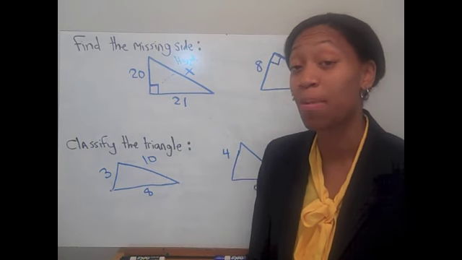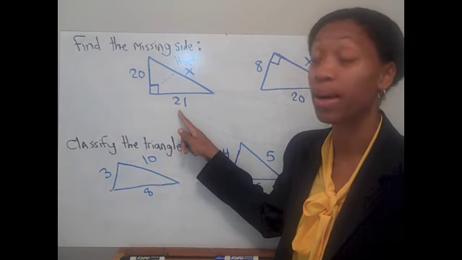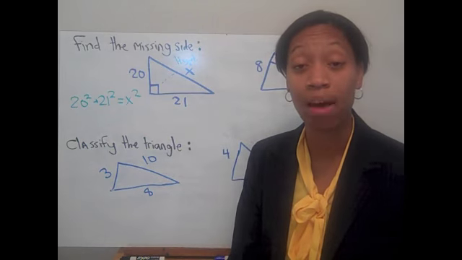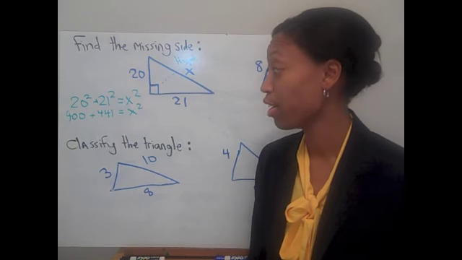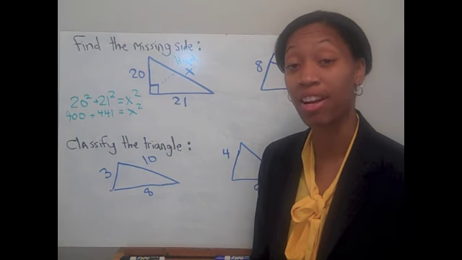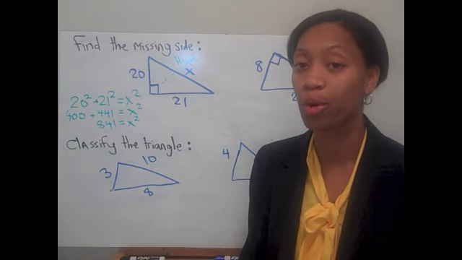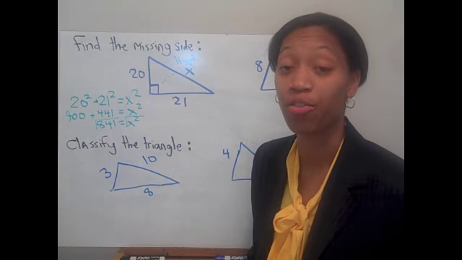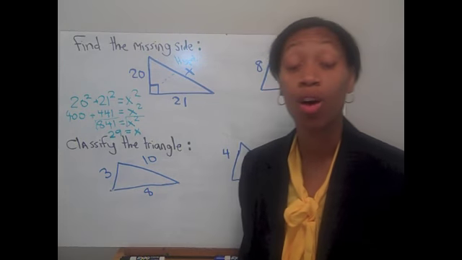So that means when I make my equation, I can say 20 squared plus 21 squared equals x squared. Alright, great, so now I just solve. 20 squared is 400, 21 squared is 441, adding them together is 841. Then to find x, we just take the square root of both sides. The square root of 841 happens to give me the nice even number of 29.